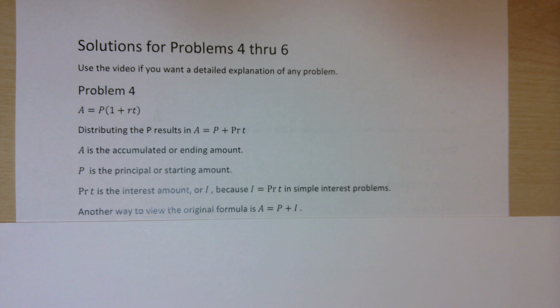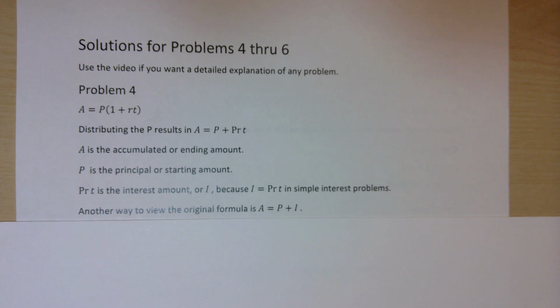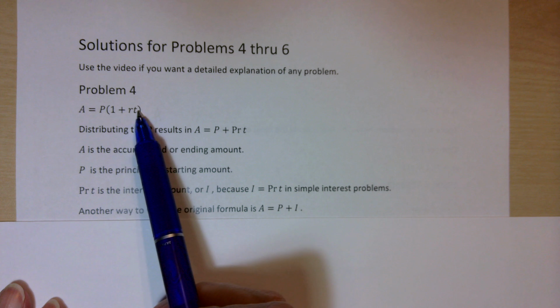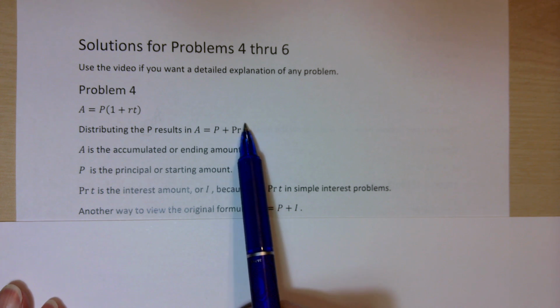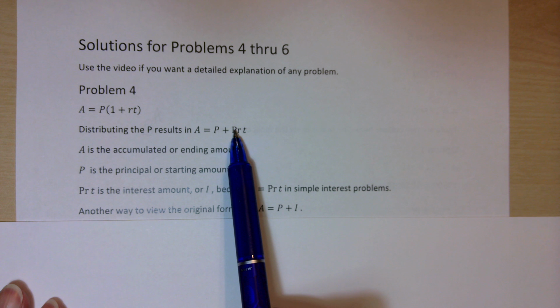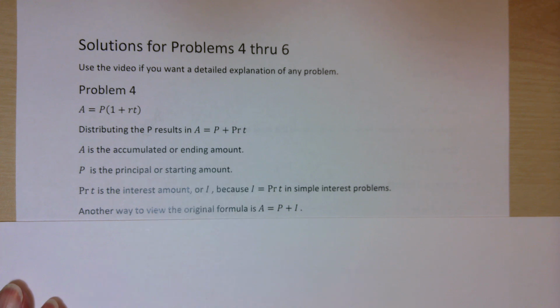It says to use the distributive property, so it's really clear to you what A is in the formula. So if you distribute the P, you end up with A equals P plus PRT. PRT should look familiar. That was the part of the formula you just used in problems 1 through 3.